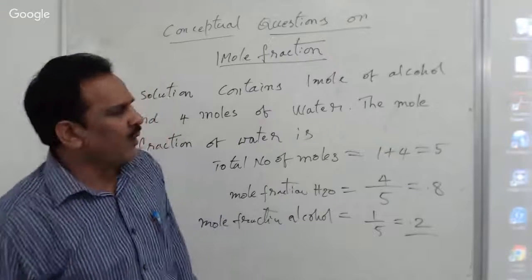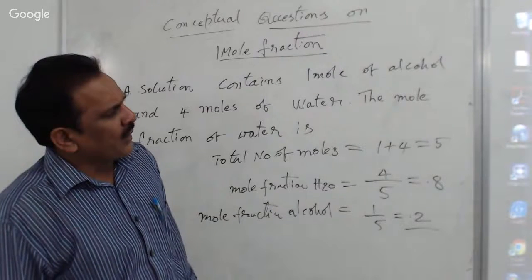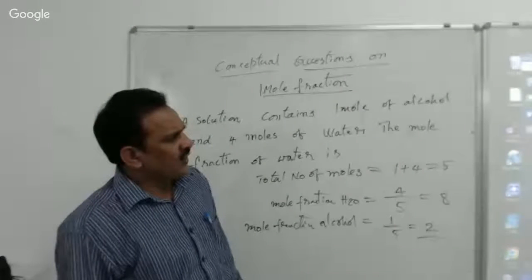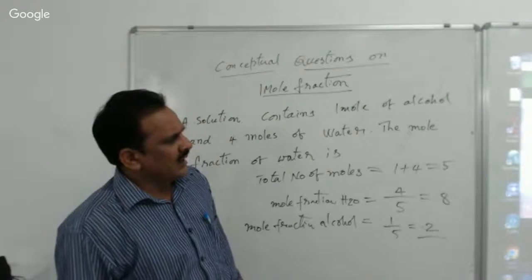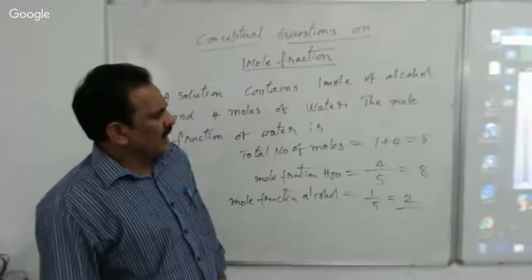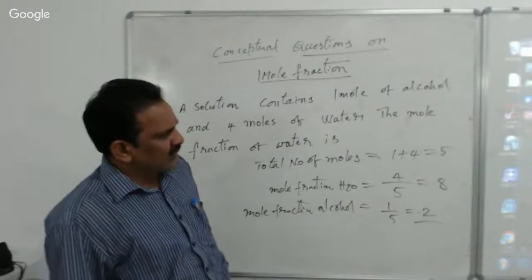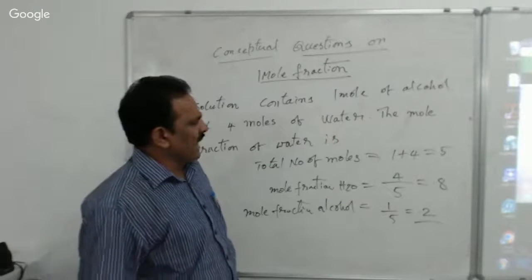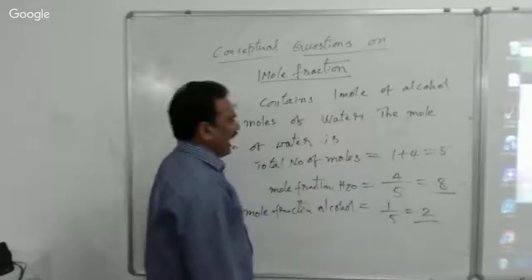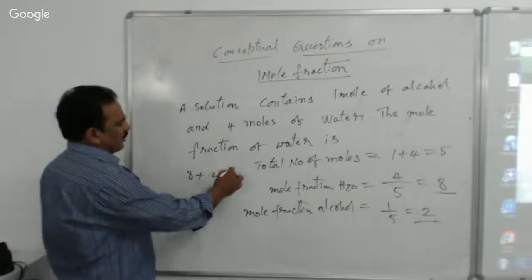Now in the first problem, the sum of the mole fractions of all the components present in a solution is equal to 1. If it is a binary solution, XA plus XB is equal to 1. If it is a ternary solution, XA plus XB plus XC is equal to 1. In this problem there are 2 components, water and alcohol. The mole fraction of water is 0.8 and the mole fraction of alcohol is 0.2, and the sum of the 2 mole fractions, 0.8 plus 0.2, is 1.